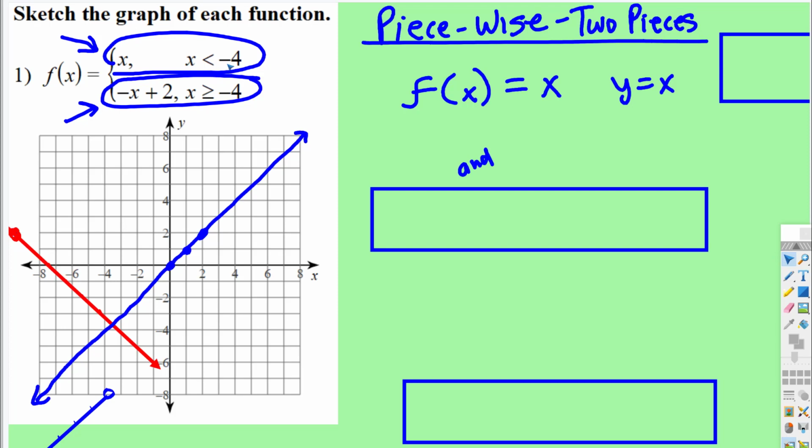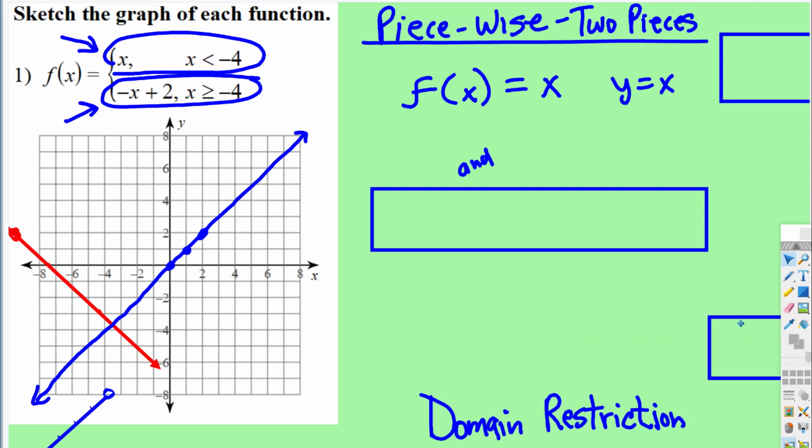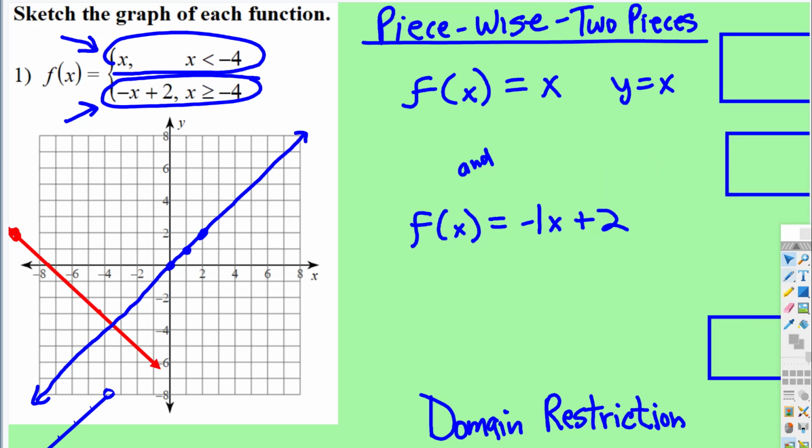Well, I'm not quite finished with that because we then have to discuss the domain restriction. I'm just showing you what the original graph would be. And then we have f of x, I should have done that in a different color, is equal to negative 1x plus 2. So you'd start up here at positive 2, go down 1 over 1, down 1 over 1, and that would be the graph of that equation. It would just go on and on and on, right?